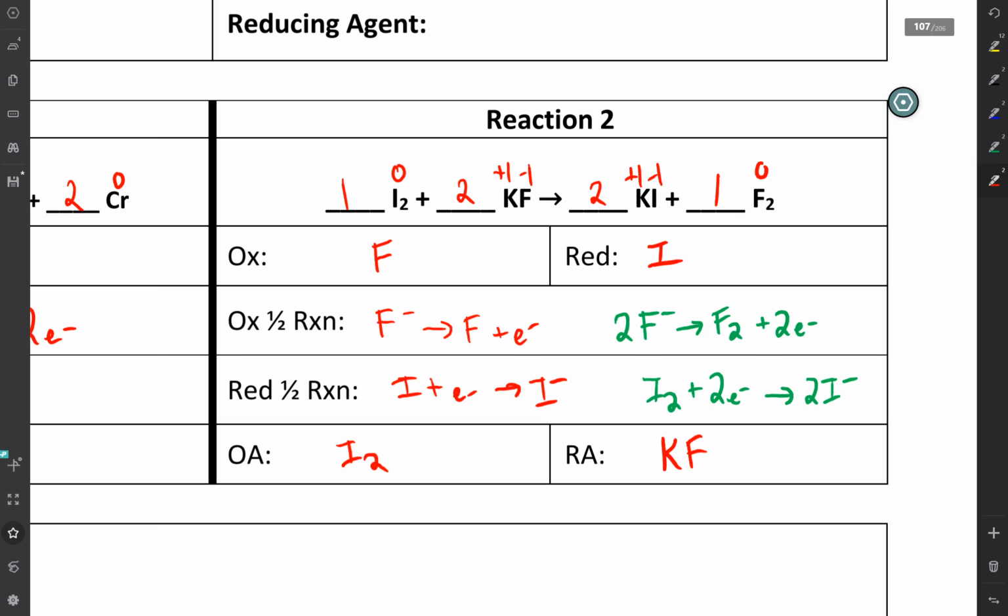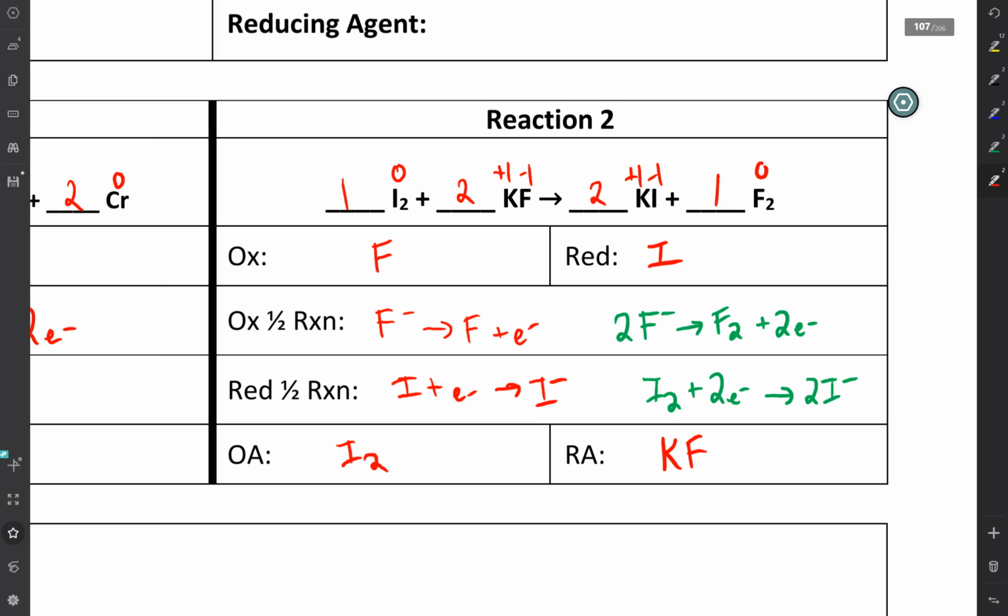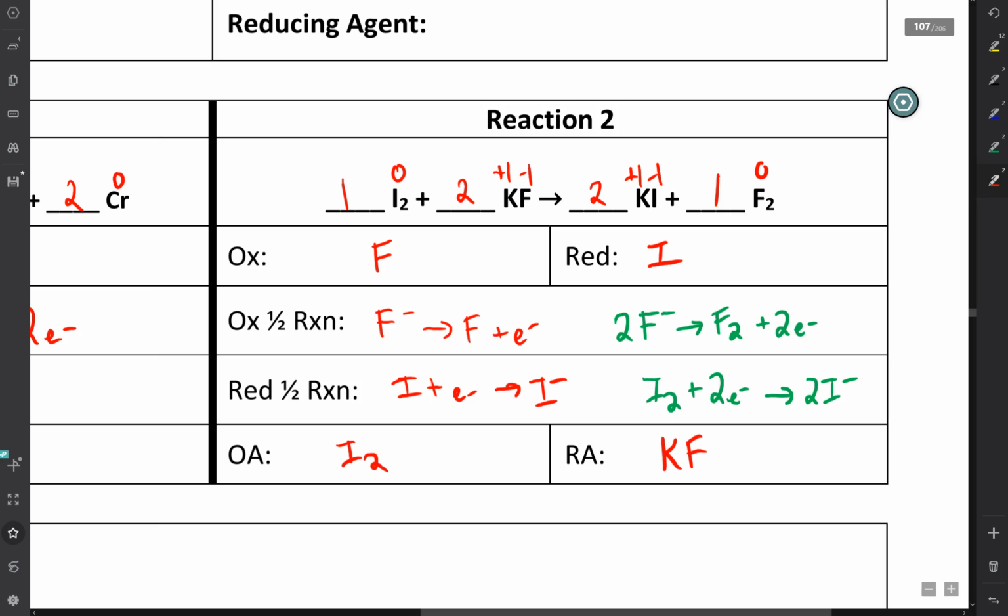All right, check your answers against what we got on the screen. So balance with 1, 2, 2, 1 for coefficients. I've assigned my oxidation states. Looks like fluorine is undergoing oxidation. Goes from -1 to 0. That's the loss of electrons. Iodine, on the other hand, is getting reduced. It starts off at 0, ends up with an oxidation number of -1.